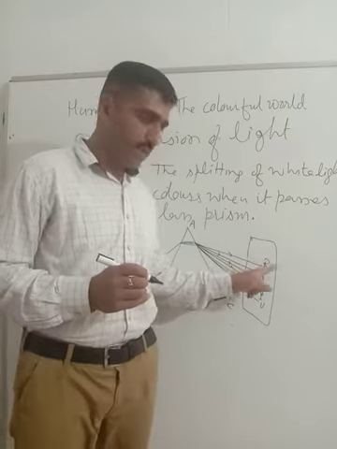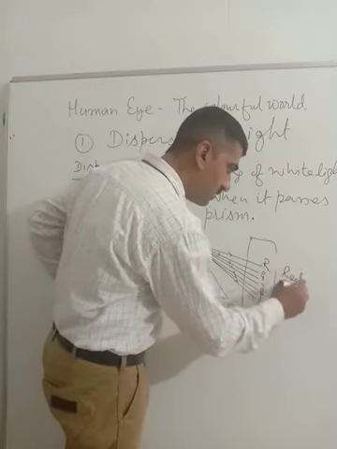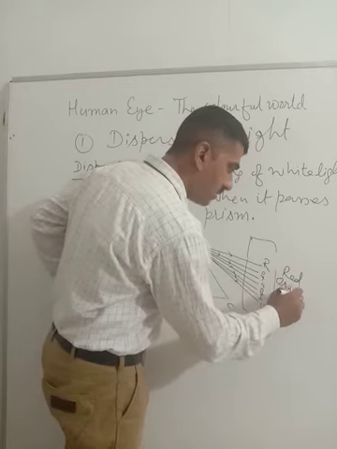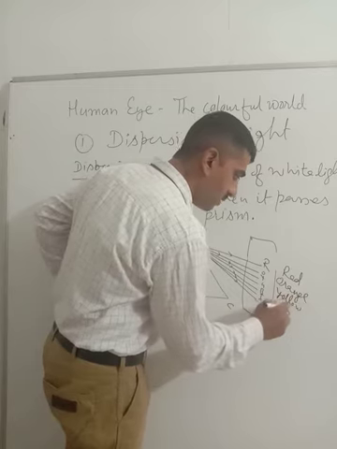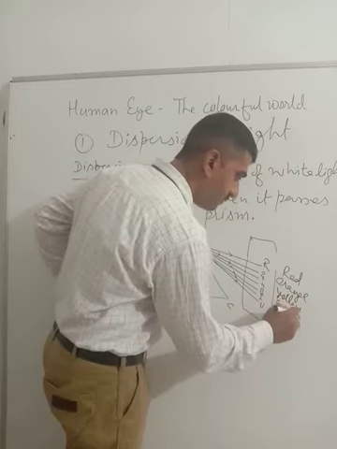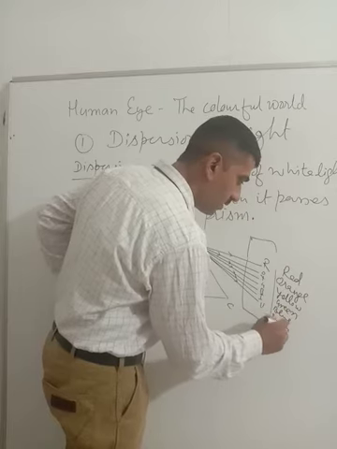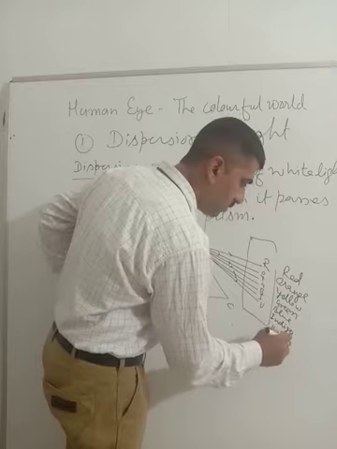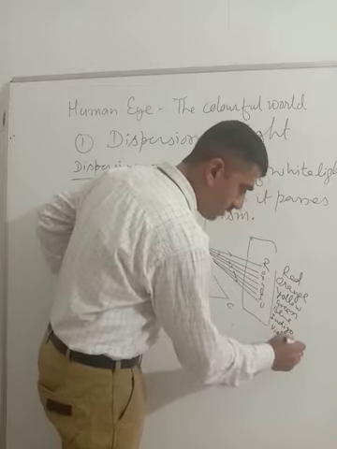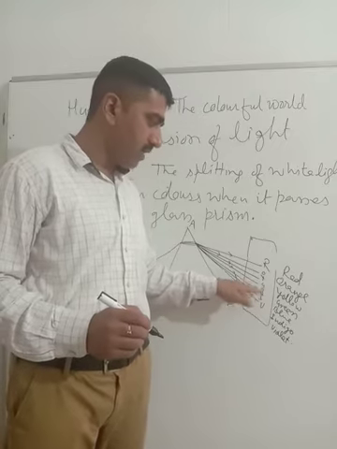One is your red color, R stands for red. O-R-A-N-G, orange, yellow, green, blue, indigo, and violet. So these are the colors. So we always write from downside with your V-I-B-G-Y-O-R.